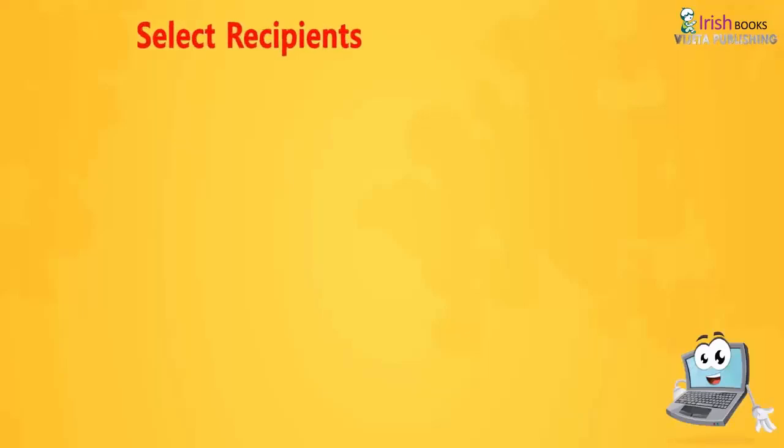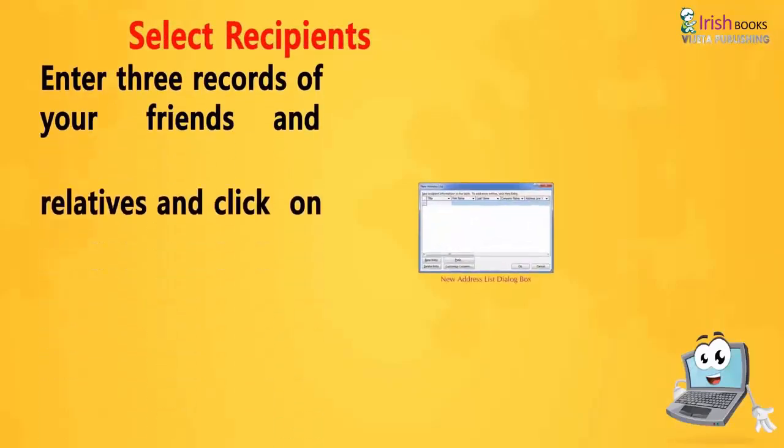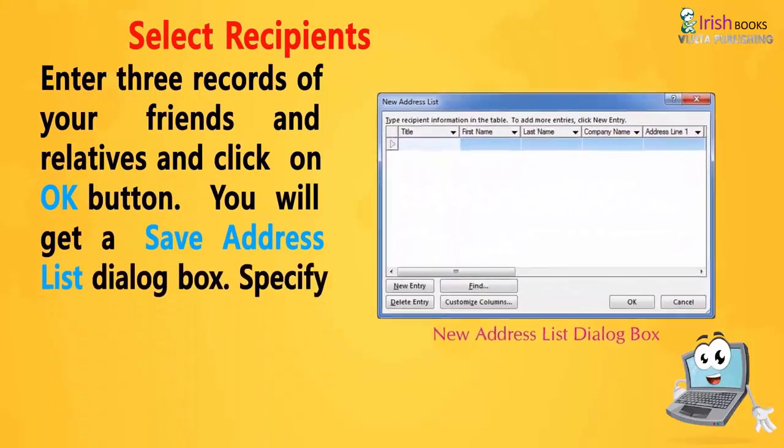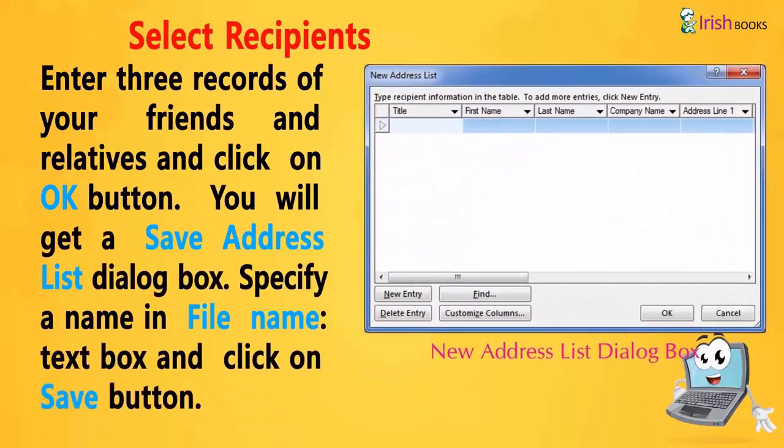Select recipients. Enter 3 records of your friends and relatives and click on the OK button. You will get a Save Address List dialog box. Specify a name in the file name text box and click on the Save button.